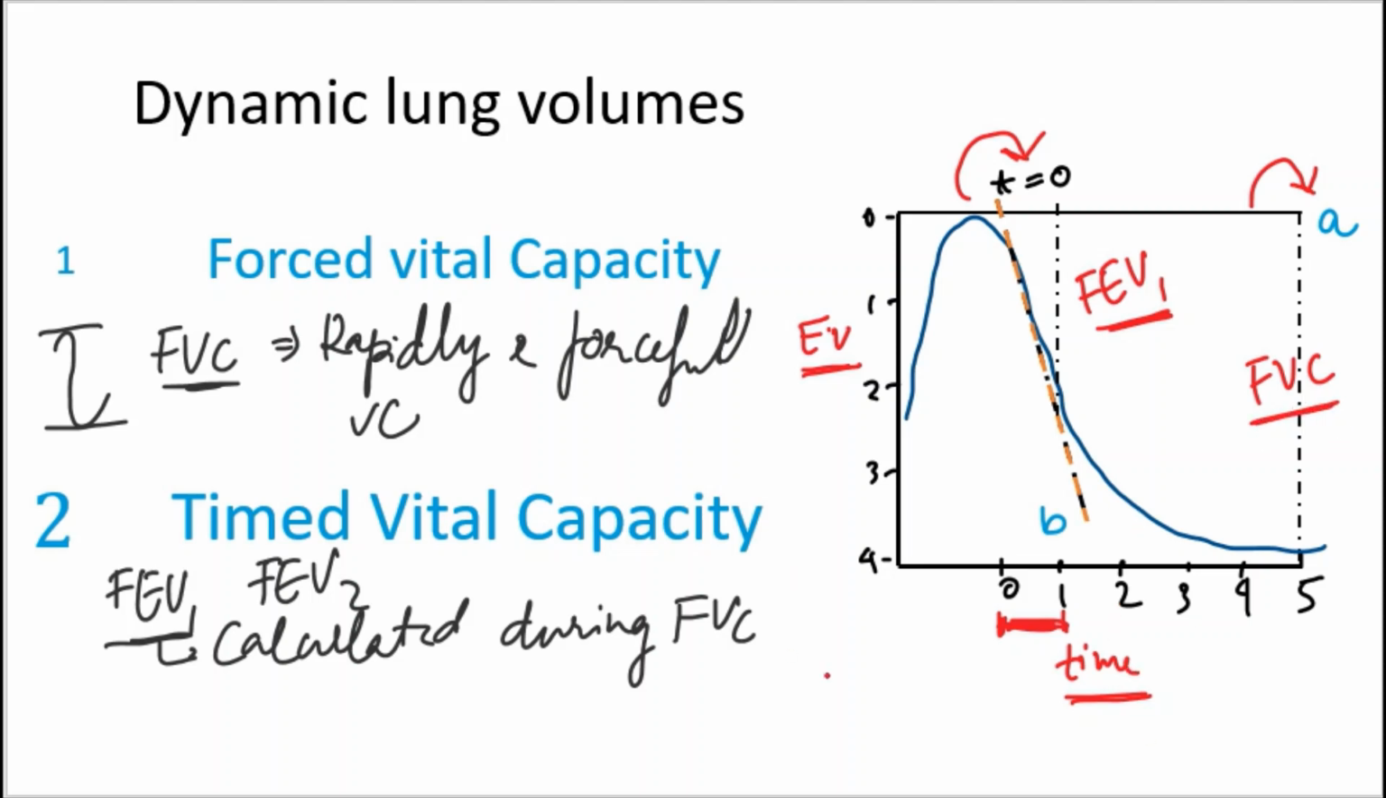This ratio of FEV1 to FVC is used to differentiate between obstructive and restrictive lung disease, and that we'll discuss in a while.